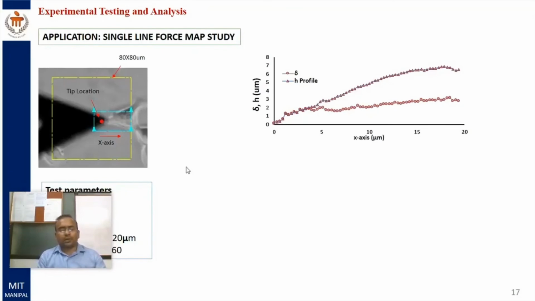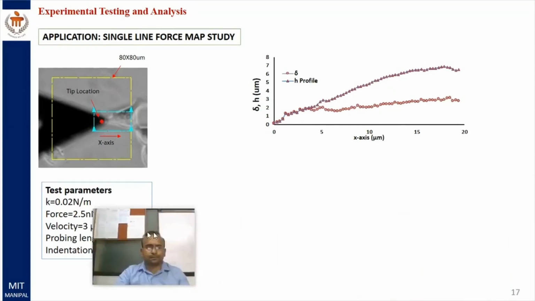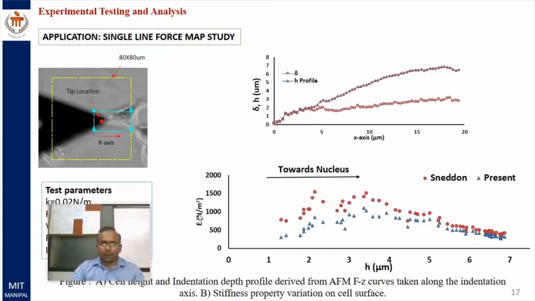Now, one of the practical applications of the substrate effect corrected model is the force map study. What we have done here is a single line force map study, indenting from the peripheral region to the nucleus region in a single line. More than 60 indentations were carried out, and this is the profile of the surface, and the extracted properties are plotted with respect to the height of the sample.